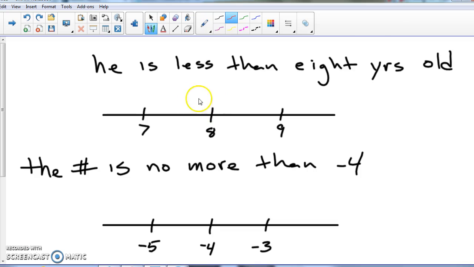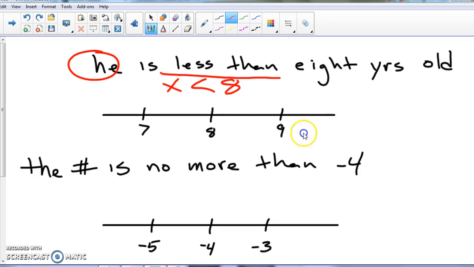So how do we write that? We would write it like this. His age, that's going to be our variable, is less than, we use a less than symbol, 8 years old. So we just go x is less than 8. Now, the difference from equations is we have a whole range of possible solutions here. X could be 7, 6, 5, 4, 3, 2, 1, 0, right? So we have to be able to graph that.